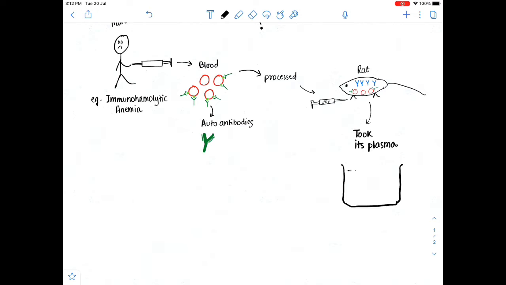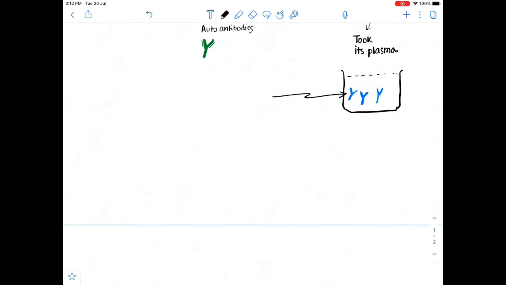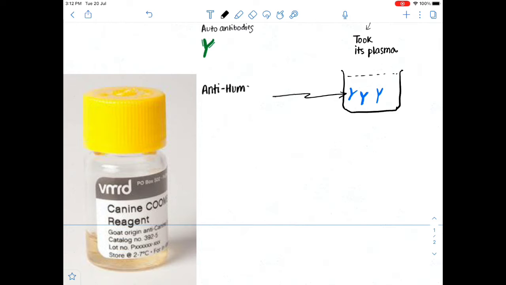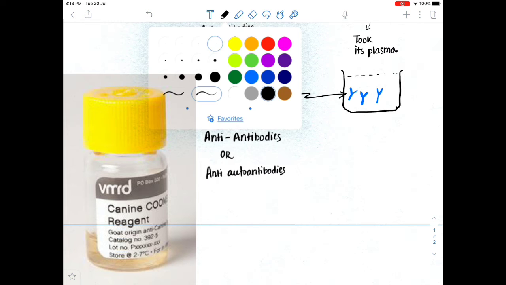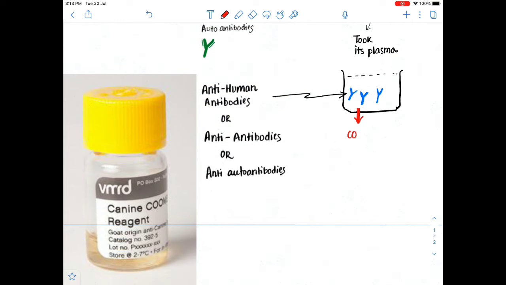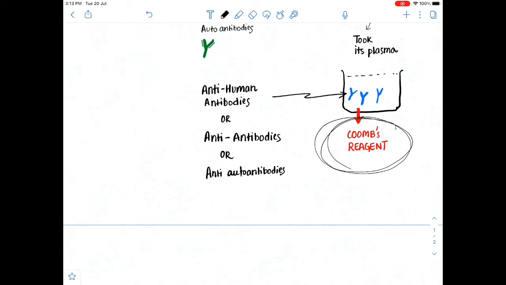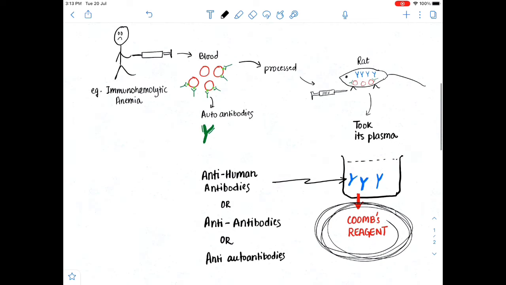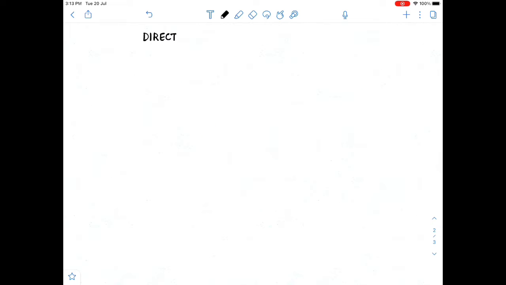We take out the plasma from the animal which contains these antibodies, which are called anti-human antibodies. They are also called anti-autoantibodies, or rather anti-antibodies. These are the antibodies produced against the human antibodies, and that's what Coombs reagent is called. Coombs reagent is nothing but the plasma which contains the anti-human globulins or the anti-human antibodies.